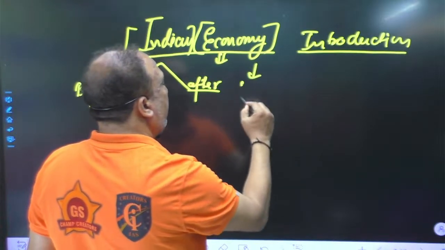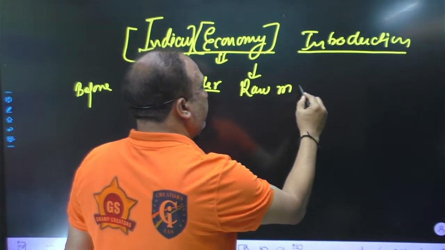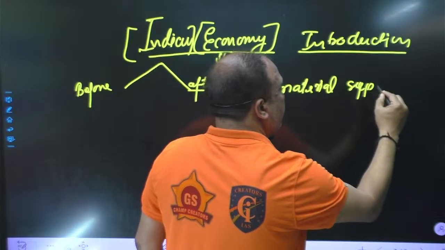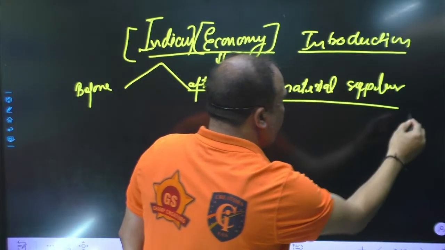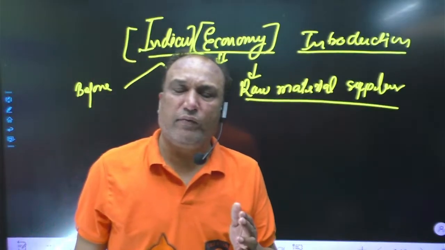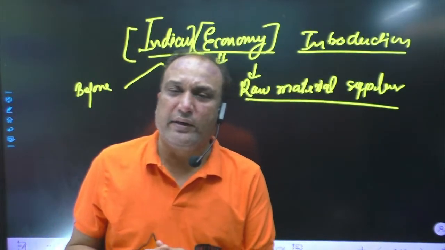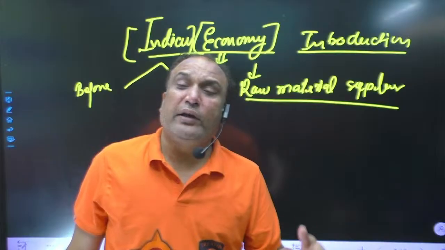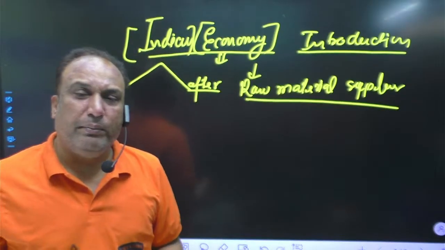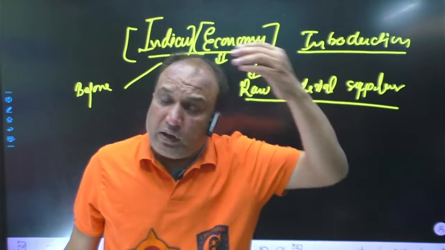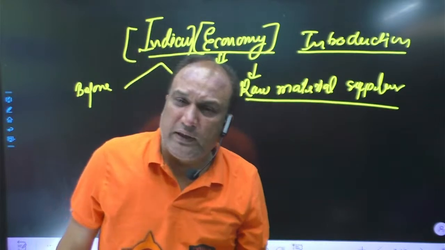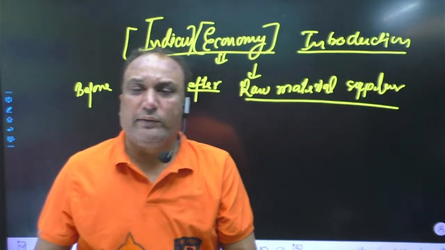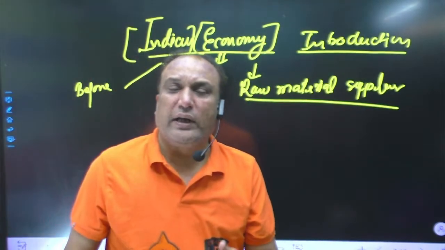Raw material supplier, as it is described by some colonial writers, some nationalist writers, some nationalist economists. At that time we were also processing something, but we were mainly a big supplier of raw materials. Even long after independence, we were also exporting our raw material, like iron.